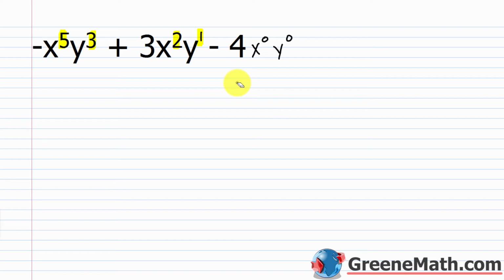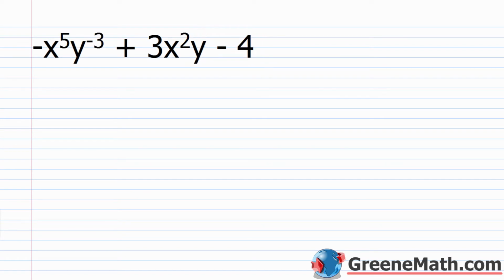But this doesn't violate our definition of a polynomial because the exponents for the variables have to be whole numbers. 0 is a whole number, so this would still be a polynomial. So we have negative x to the 5th power y cubed plus 3x squared y minus 4. This is a polynomial. Now, if I see something like negative x to the fifth power y to the power of negative 3 plus 3x squared y minus 4, the difference here is that I have a negative 3. And so now, because I don't have a whole number as my exponent, this is not a polynomial.